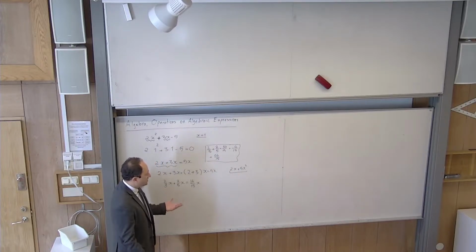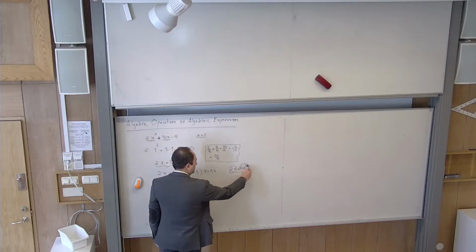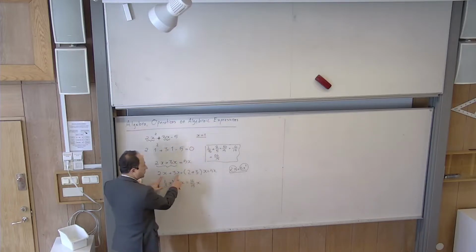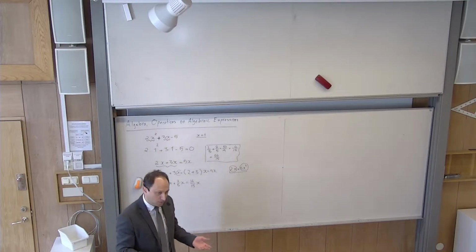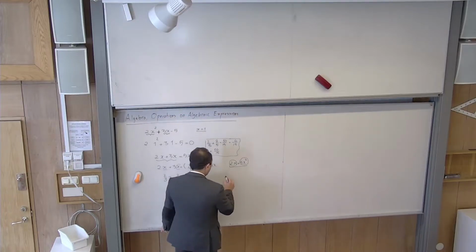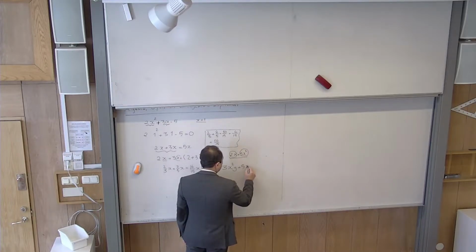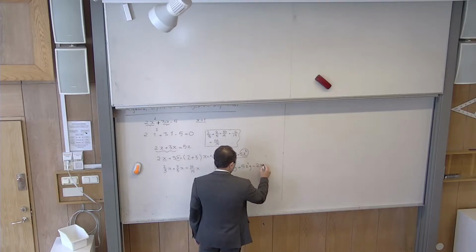So this is the terminology we use. We say that this term and that term are not similar, but these two terms are similar. When do I say terms are similar? If the letter parts are identical. That is called similar. For example, I can have 3x squared y plus 5x squared y minus 2x squared y.